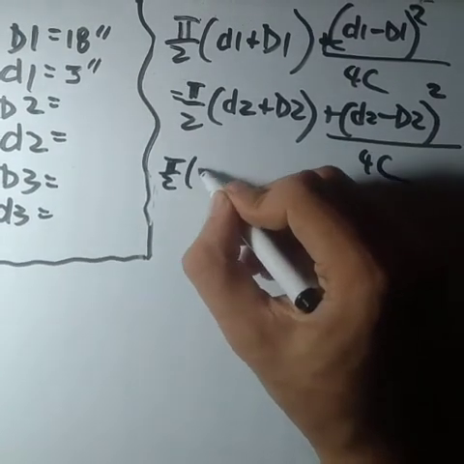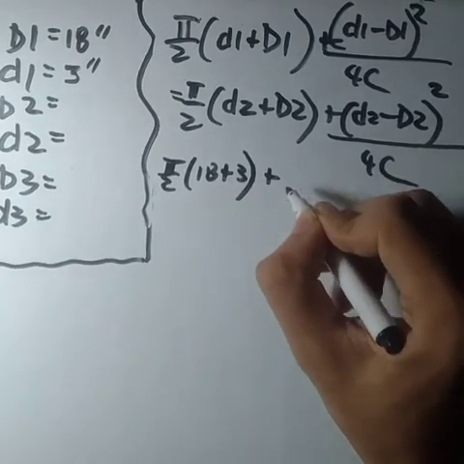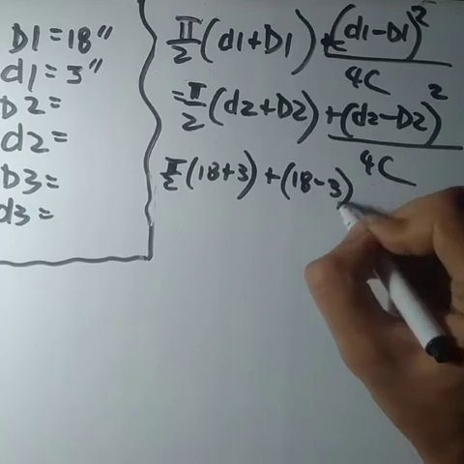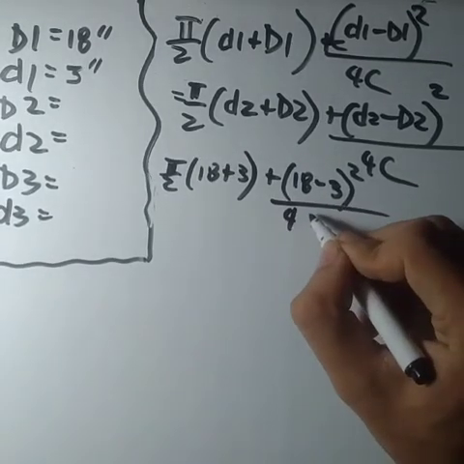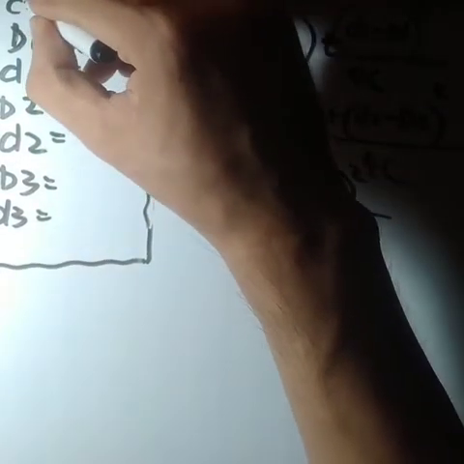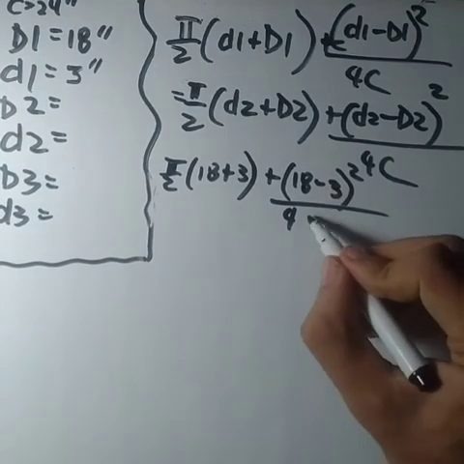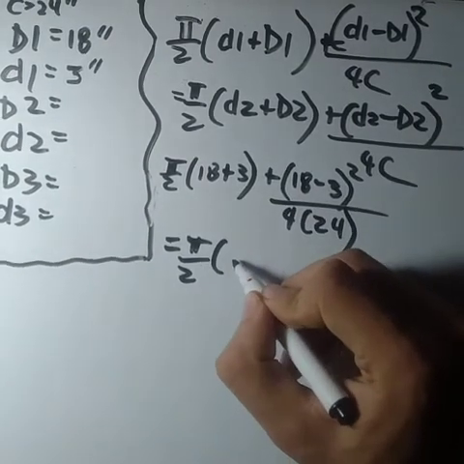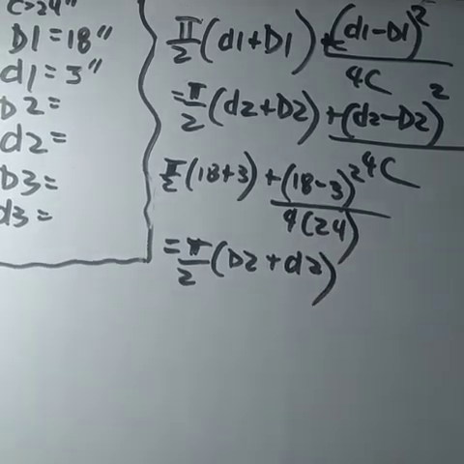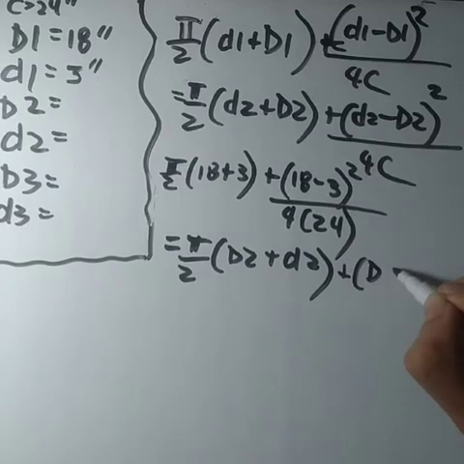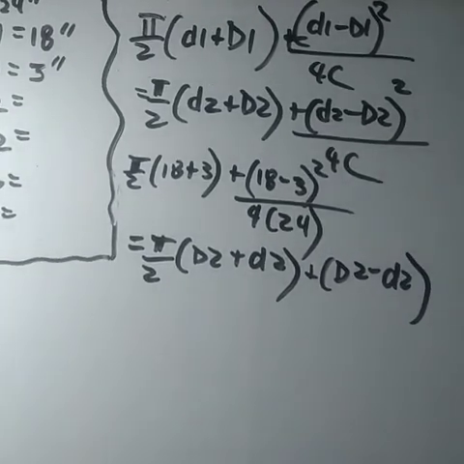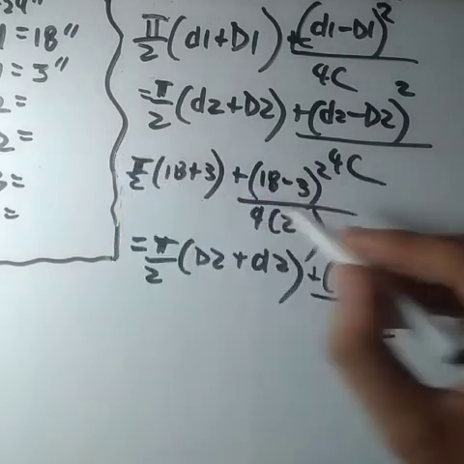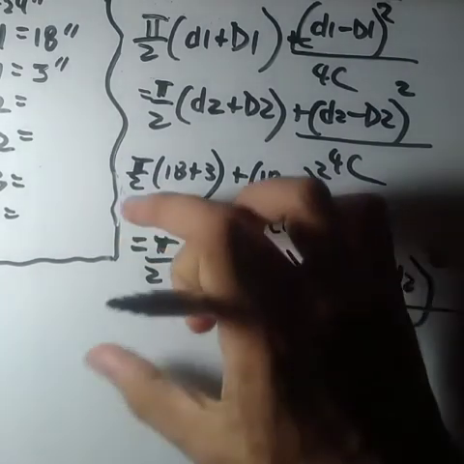pi over 2 times 18 plus 3 plus the difference over 4C. So, we have this given C is equivalent to 24 inches, 4 times 24. That will be equivalent to pi over 2 times D2 plus D2 plus the difference of the driver and driven over 4C. So, ito po ang ating equation 1. So, magkadugtong po yan, no?